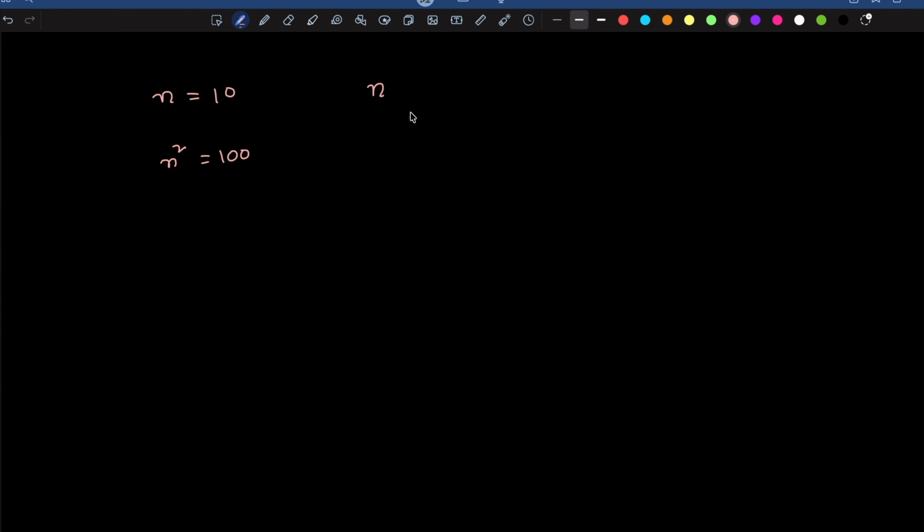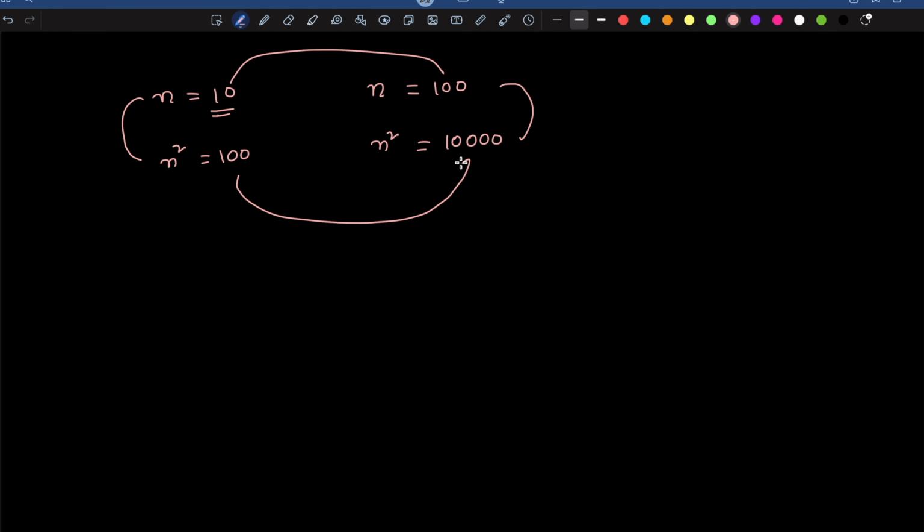Suppose now that my value of n is equal to 100. What is the value of n square here? n square will be 10,000, 100 into 100, 10 power 4. So as n increased by 10 times, n square increased by 100 times, right? Here I'm changing the value of n from 10 to 100. What about my n square value? The n square term is getting increased by 100 times. So here 10 times and here 100 times, right?